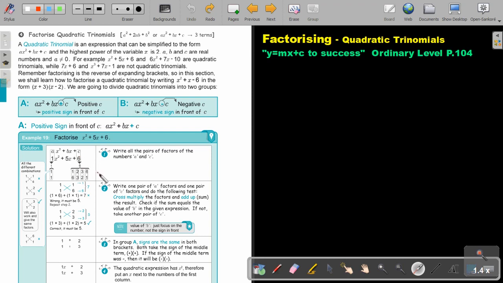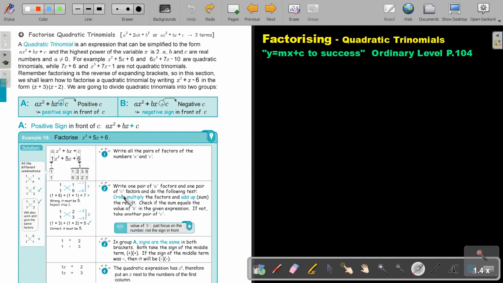Now the first step, always write all the pairs of factors of the numbers A and C. That means the first and the last. So all the pairs of what times what will give me 1, only 1 times 1. But for this one, it can be 1 times 6, it can be 2 times 3, and if there's not a 1, I can also do the reverse: 3 times 2, 6 times 1. But if there's a 1 here, it's not necessary to do the reverse.